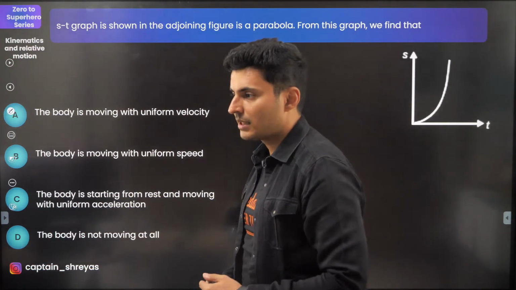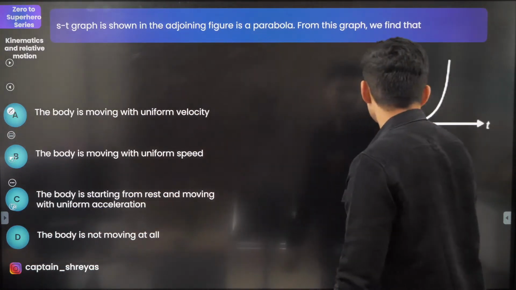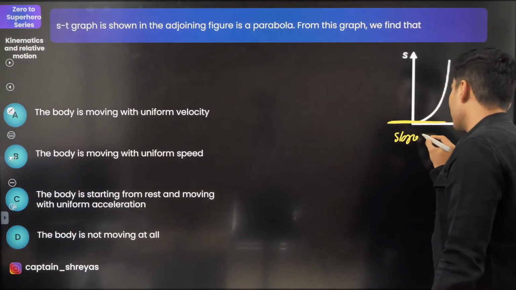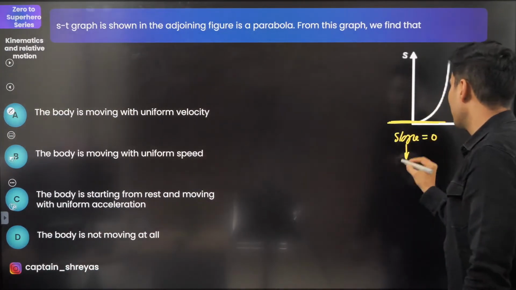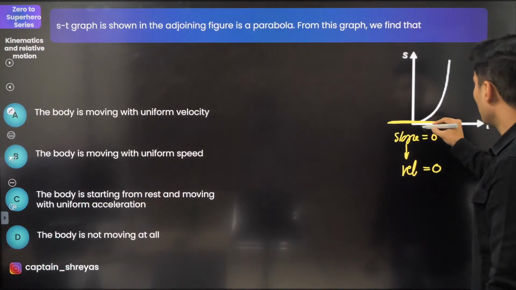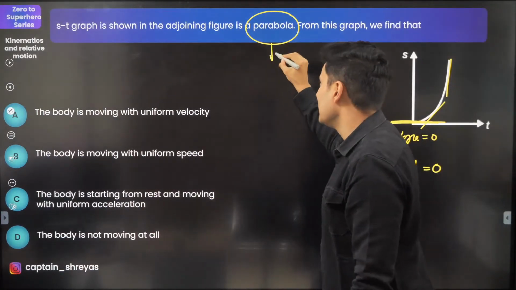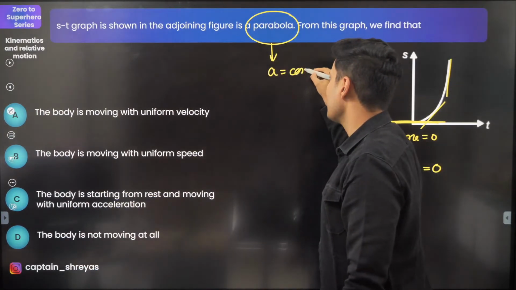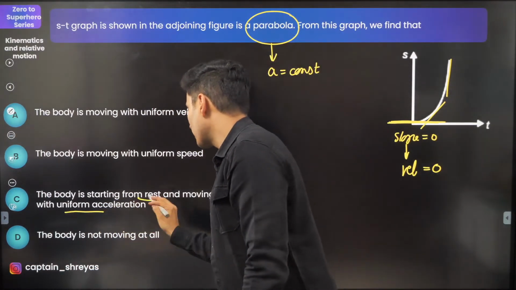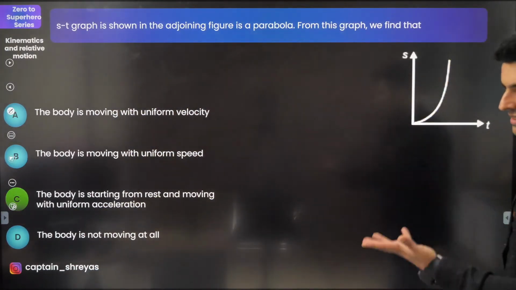S means displacement. So first of all, if you draw a tangent, the slope over here is 0, and the slope gives you nothing but the velocity. That means velocity is 0. If you notice, the velocity increases and it is a parabola. Whenever it is a parabola, remember acceleration is constant. So acceleration is constant, starts from rest. That's option C, of course. Done.